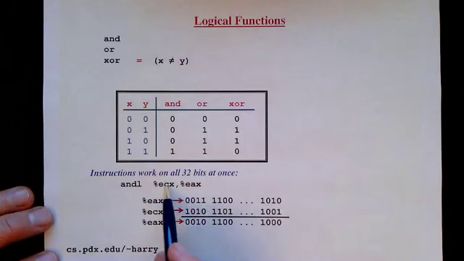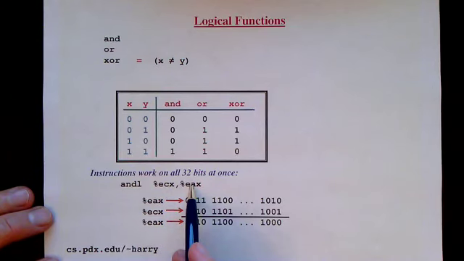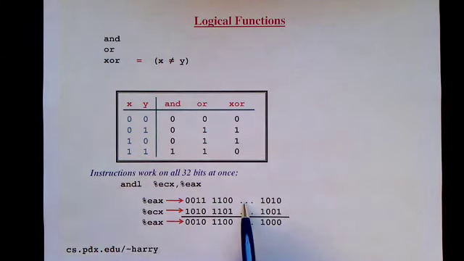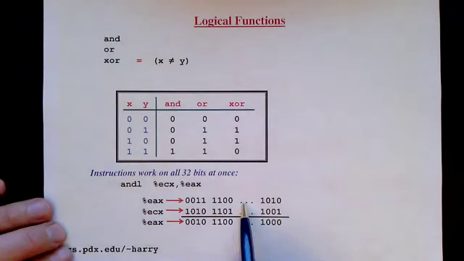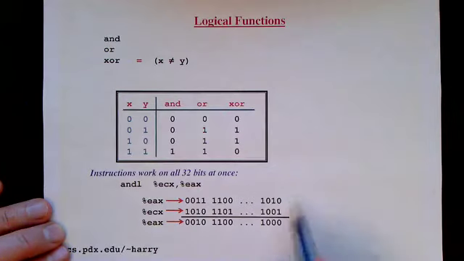So these are 32-bit registers, and so what this does is it takes the contents of ECX and EAX, and it ANDs them bitwise together, and it puts the result in EAX. So here we're seeing exactly what it does. Let's say the value of EAX is this, and the value of ECX is this. We AND them together. So it does it bitwise.